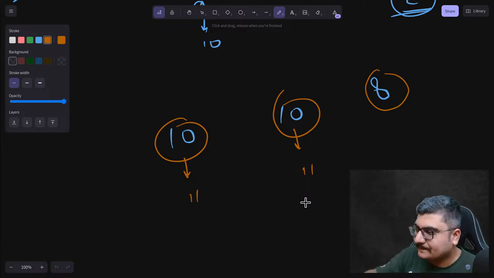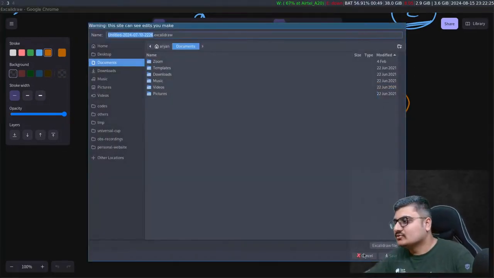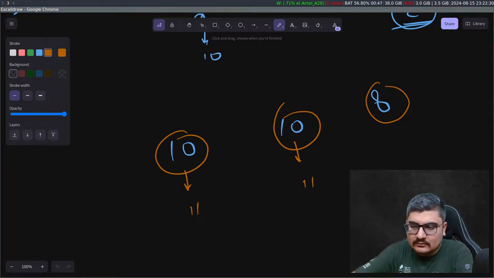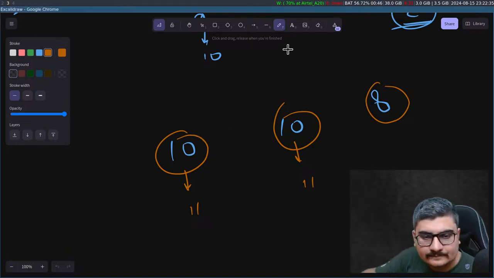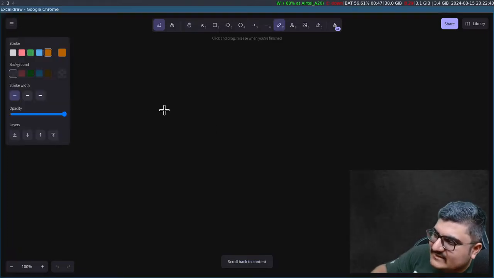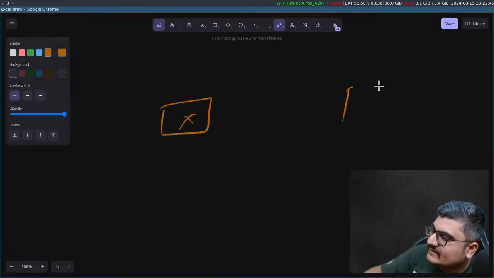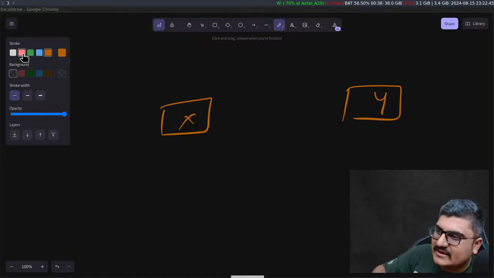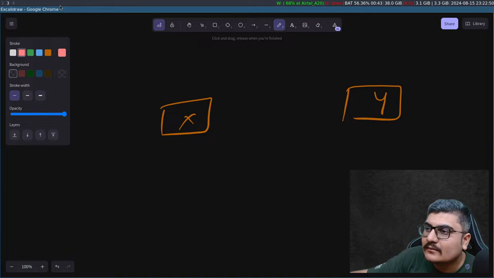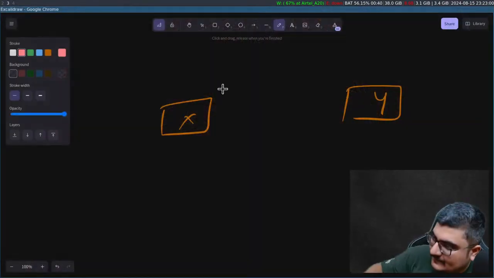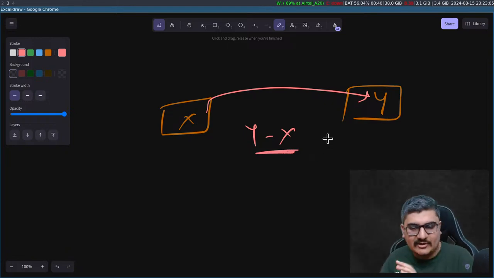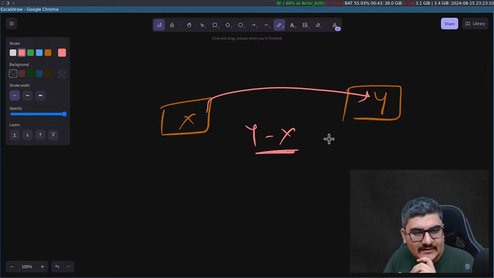So a few important observations here. Let me also open it. Let's say this is city X, this is city Y. Here it can have 2 colors. Let's say blue, green, and this is red. If we can directly go from here to here, the cost would be Y minus X. And this is the minimum possible cost we can get without doing anything over here. We cannot get an answer less than the minimum cost we have got over here.